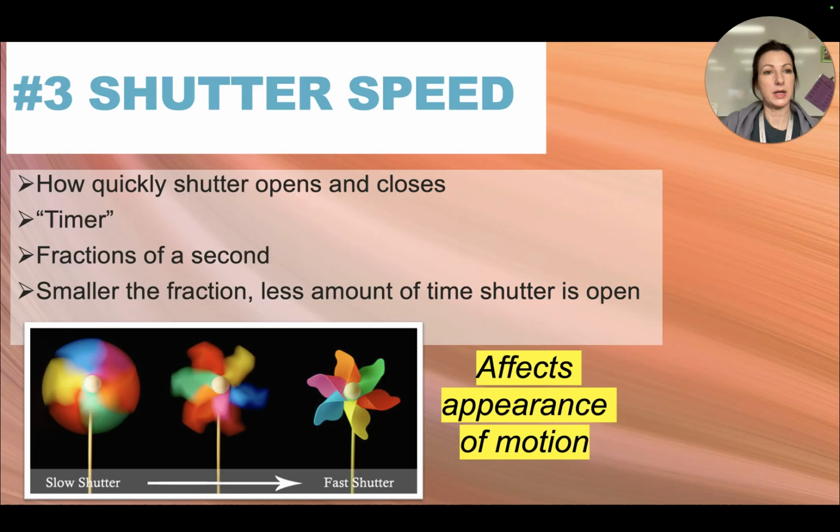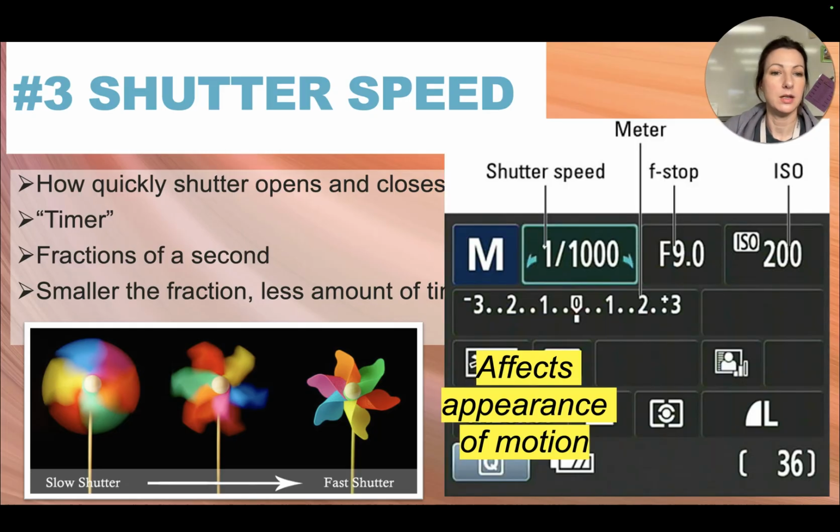So the less amount of time your subject has to move across the frame, boom, it freezes it. And then on your camera, the shutter speed is right there. It is measured in fractions of a second, so don't forget that. So 1/1000th is a very fast shutter speed.